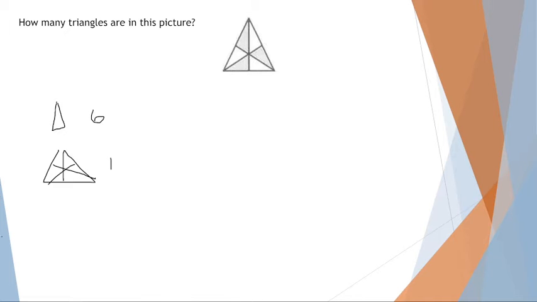Yeah, there is. You can see that the triangle is split in half. So that makes 2 more triangles. So we just add 2, which is 9. And then it also splits into 3 triangles. That's 3 more triangles, which is 12 in total. Okay.